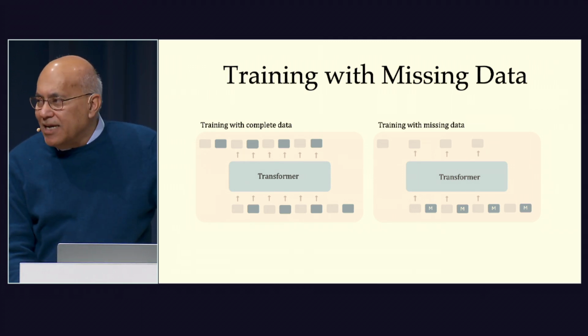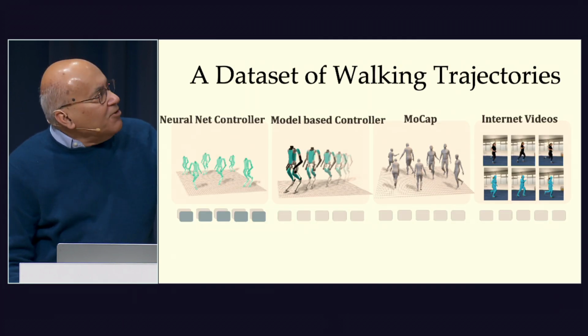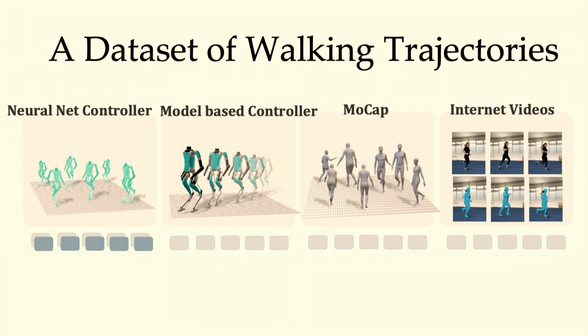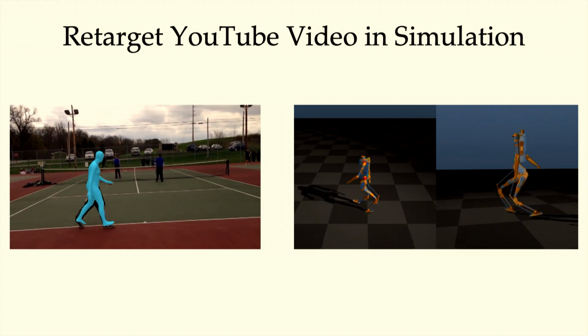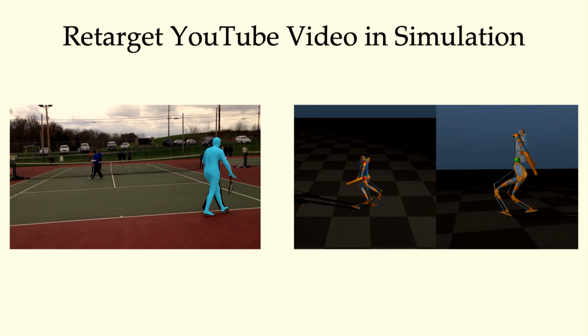So we have to deal with the missing data problem, but you can do that. And you get a data set of walking trajectories, and you get some which you can get from your RL-based learned controller. You can get some from your model-based controller, which the manufacturer of the robot can give you. But very importantly, you can get some from internet videos. So you have lots and lots of videos of people moving around, playing tennis, whatever. And now you have to solve the retargeting problem because the embodiment of the robot is not exactly the same. And then you get a trajectory.